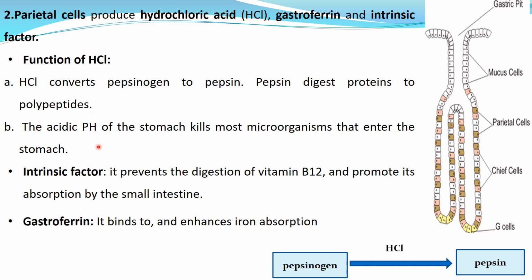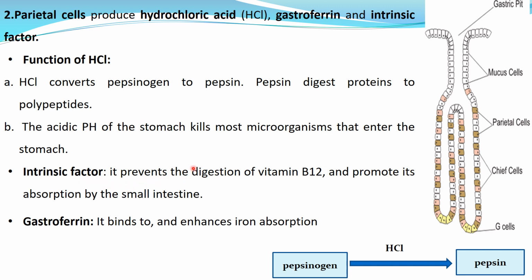The other function of HCl is that because of the low pH or high acidity, it can kill any organisms which can enter the stomach through the drinking water or through the food. So it can act as a line of immune system or defense mechanism against microbial infection. The other agent secreted by the parietal cell is called the intrinsic factor.